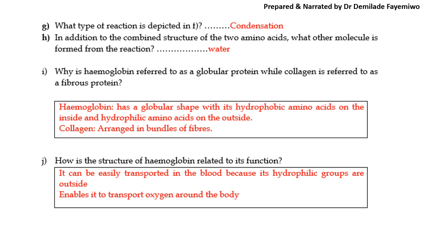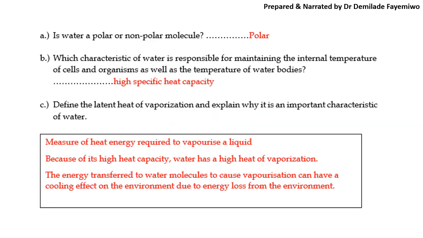How is the structure of hemoglobin related to its function? Again, because it has its hydrophobic groups on the inside and the hydrophilic ones on the outside, it means that it can easily move around in the blood because the blood is hydrophilic. The blood has water in it, and that enables it to transport oxygen around the body with ease.